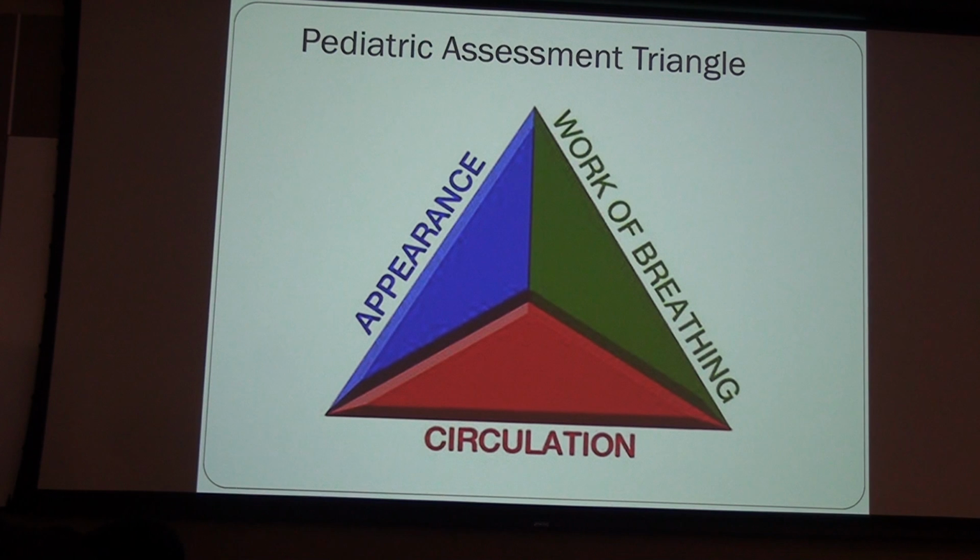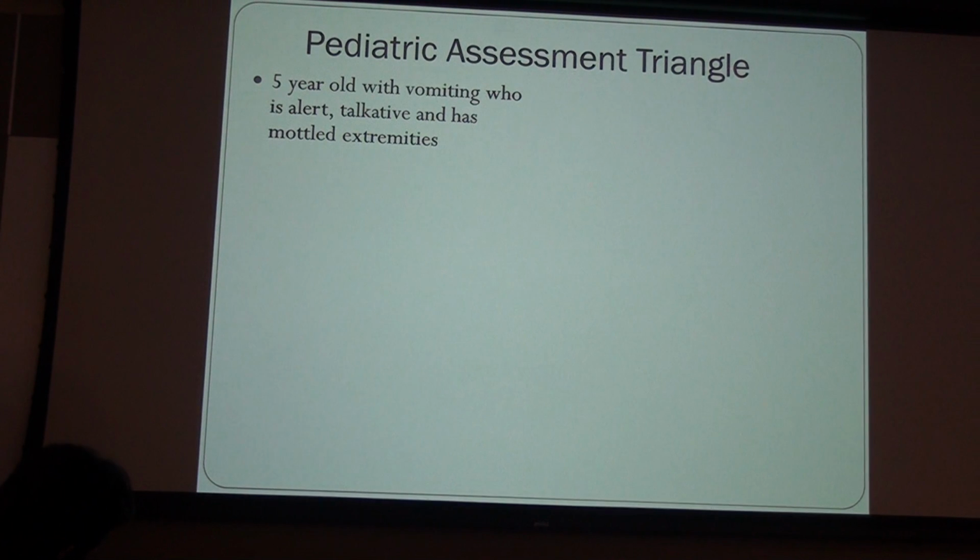Appearance may be lethargic or irritable, their gaze may be off, they may not be looking at you right. The one take-home of the pediatric assessment triangle is that if the appearance is not normal, that child is potentially sick. Then circulation is more relevant to shock: it's going to be pallor, cyanosis, mottling, and if you're touching the patient, capillary refill. But you don't need to touch the patient for the pediatric assessment triangle.